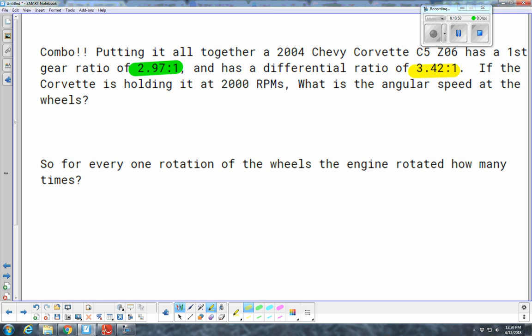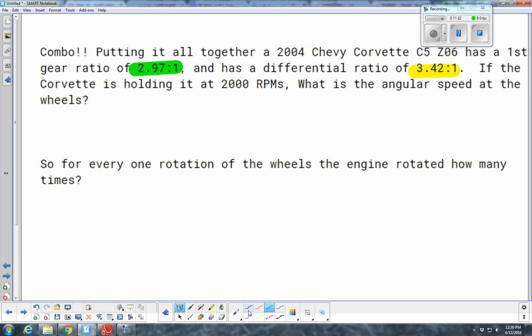Let's do a real life example. Let's assume you have my dream car, sitting next to the fighter jet, and you hold it at a steady 2,000 RPM. What's going to be the rotational speed at the back wheels? First, we need to find the combined gear ratio. What do you do to get the two gear ratios together? Multiply. Perfect.